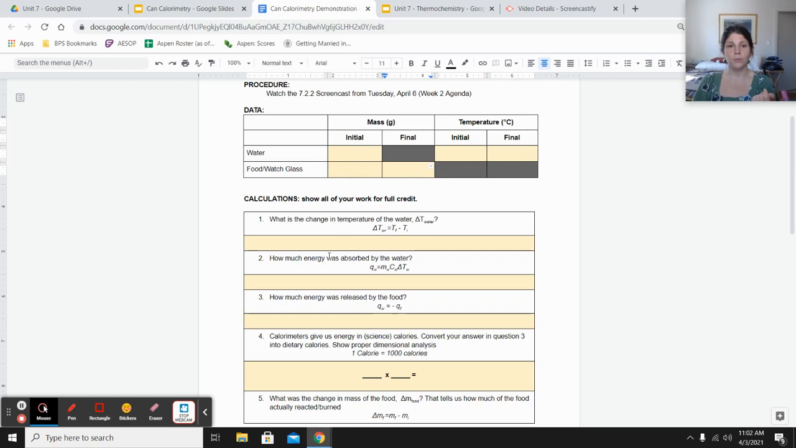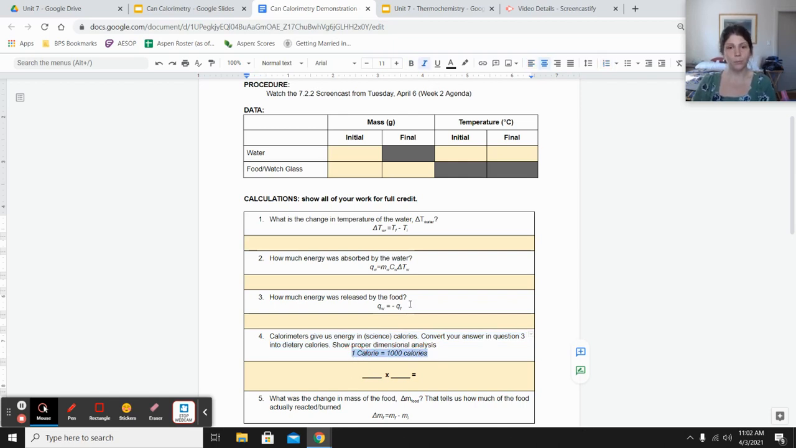The first thing that we're going to do is find out how much energy is absorbed by the water. As I said, we know the mass of the water. You have it right here. The specific heat of water is 1, and the change of temperature of water, you'll look at the final and the initial temperatures. I have you do it in question 1 right here. That's going to give you energy in science calories. And question 4 then has us convert from science calories into food calories. There's 1,000 science calories in a food calorie.